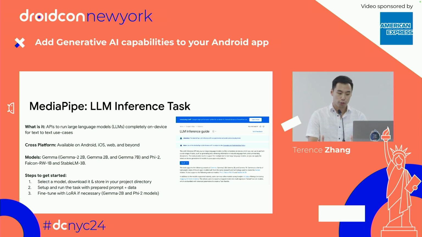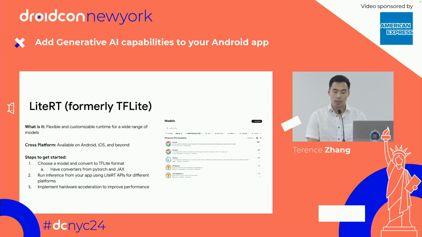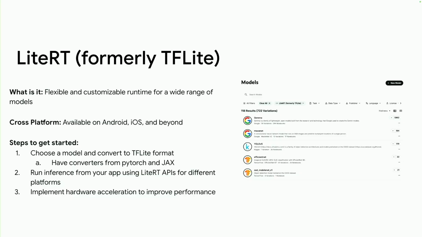And for the steps you need to know to get started, basically you need to select a model from the list, download it and store it in your project directory, set up and run the task with your prepared prompt and any inference data that you may want to add, and fine-tune with LoRA if necessary, so for the Gemma 2B and Phi2 models. And then we also have LiteRT, formerly known as TF Lite. It's a flexible and customizable runtime for a wide range of models.